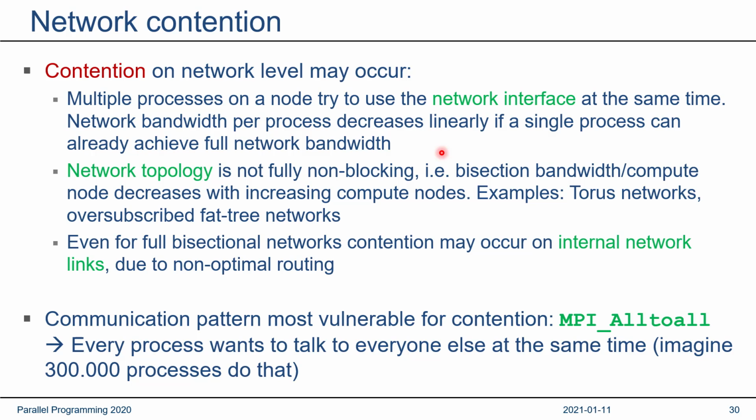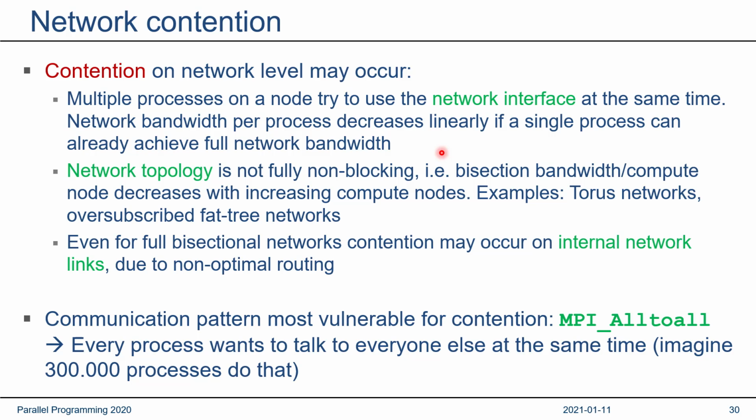Usually in modern networks, a single communicating pair of processes on different nodes can utilize the network bandwidth to almost 100%. So if you have a single pair communicating and there's a long message, then this long message is usually transferred at wire speed. Now, if that happens and a second pair of ranks wants to communicate, there will be contention, and the network bandwidth per process will go down linearly if it is the case that a single process can achieve the full network bandwidth. So this is the standard case for contention, multiple MPI processes wanting to communicate with the outside.